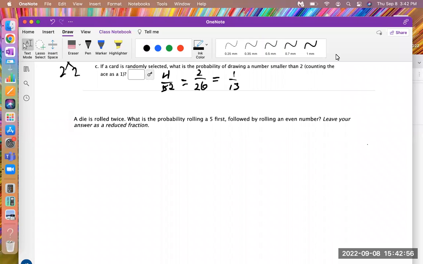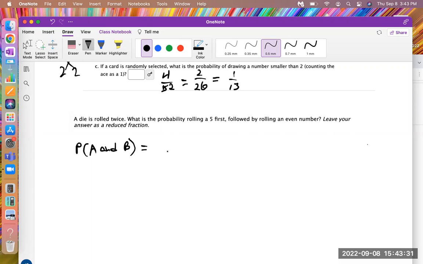A die is rolled twice. What is the probability of rolling a 5 first, followed by rolling an even number? So there are definitely two events going on, and we want to know the probability of the first event and the second event. So we do want to use that "and" equation. So it's the probability of event A and the probability of event B occurring.